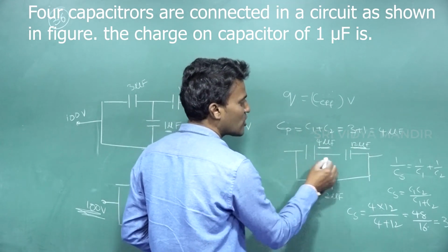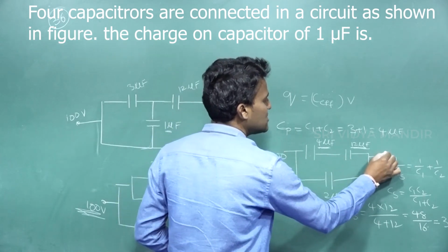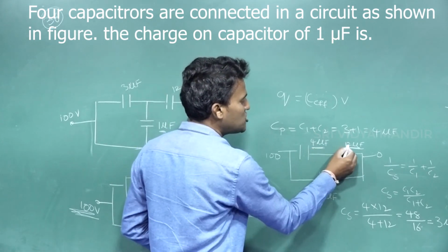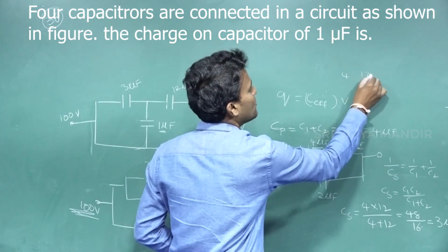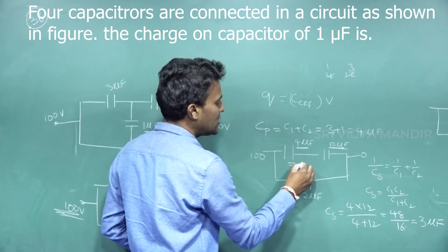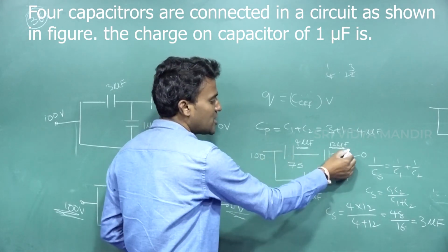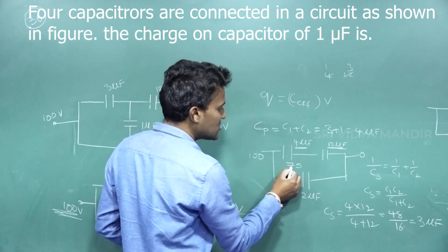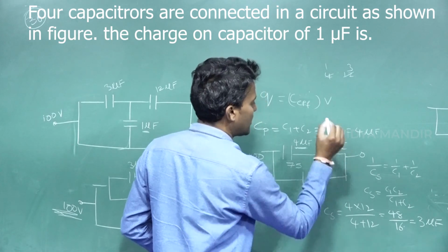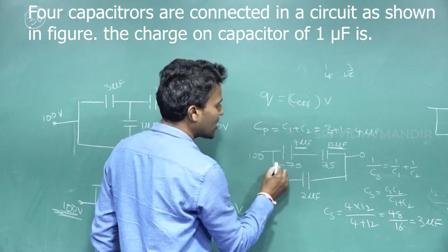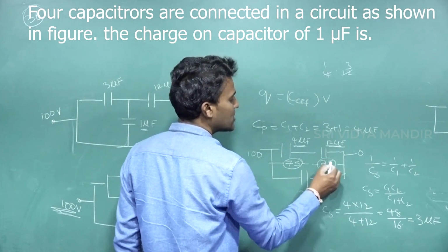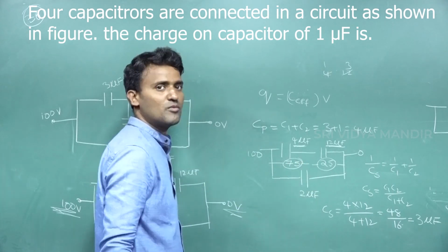What is the potential difference from here to here? This is 100 and this is 0, so the potential difference is 100. The capacitances 4 and 12 are in the ratio 1:3, so the voltage 100 is divided in the reverse ratio: the voltage across the 4 microfarad is 75 and the voltage across the 12 microfarad is 25.